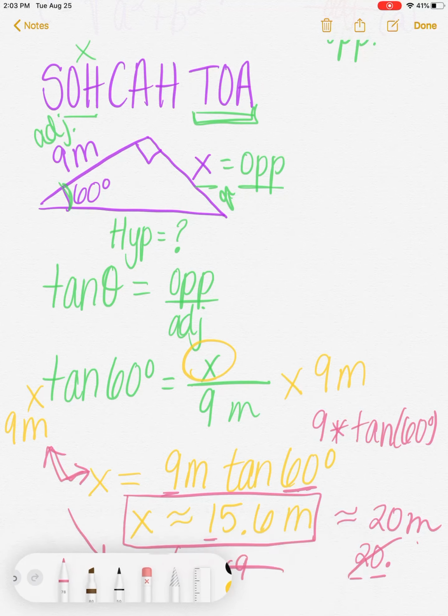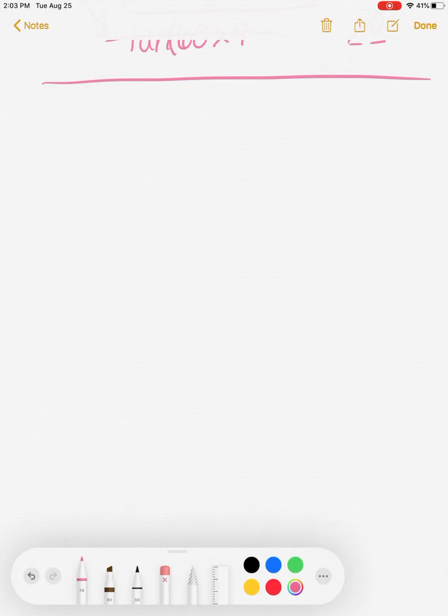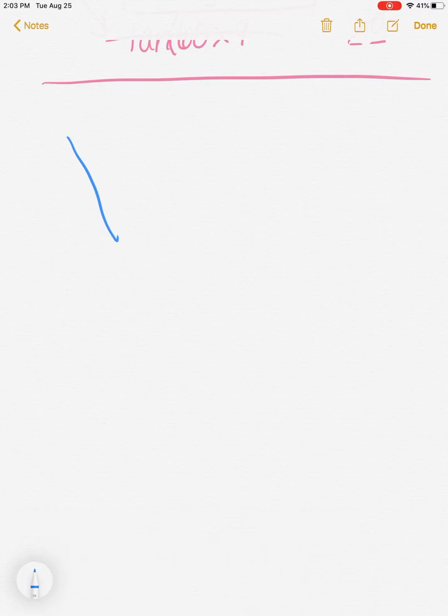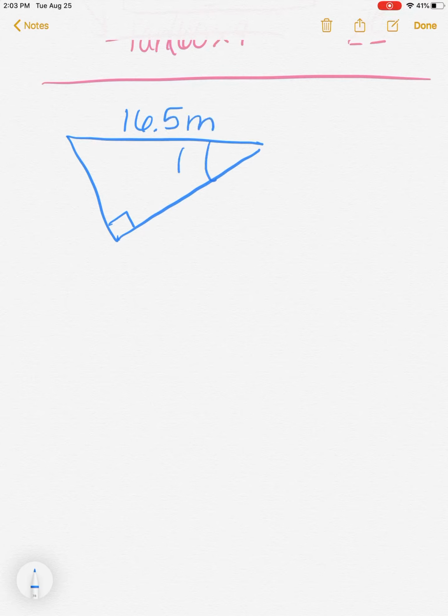All right, so next we are going to scroll up and let's talk about problem number 2 on your worksheet. Let me switch ink colors. Okay, so problem number 2 on the worksheet. The triangle looks more like this. Your right angle is down here. They labeled this side as 16.5 meters and this angle as theta. They also say this is 15.1 meters. Okay, let's write SOHCAHTOA.